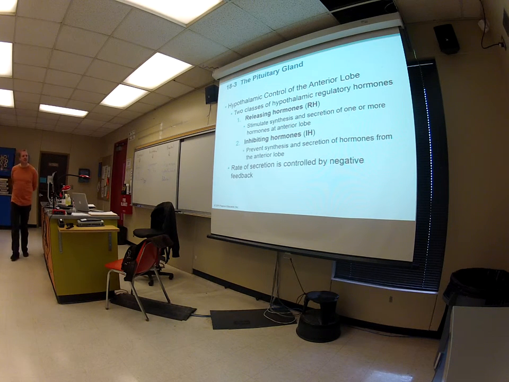So releasing stimulates synthesis and secretion of one or more hormones at the anterior lobe. Inhibiting prevents the synthesis and secretion of hormones from the anterior lobe. So we need the hormone to be synthesized and then secreted. And when we don't need it anymore, what do we do? Tell it to shut off. Rate of secretion is controlled by a negative feedback mechanism.